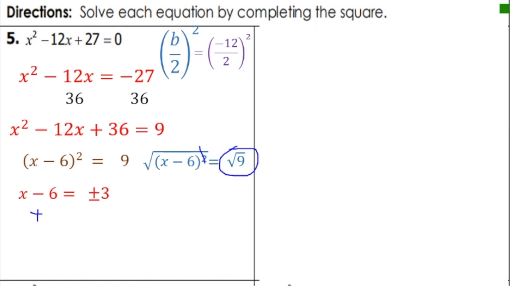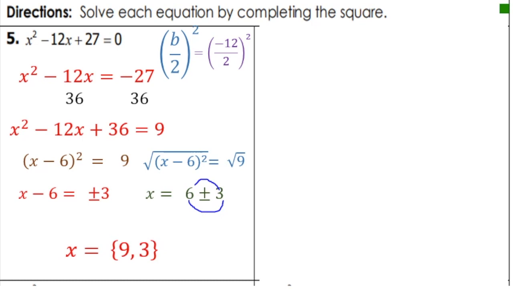Continue to solve for x by adding 6 to both sides. We can go ahead and we get 6 plus or minus 3. Do the math. 6 plus 3 and 6 minus 3. 6 plus 3 is 9. 6 minus 3 is 3. And there's our solution.